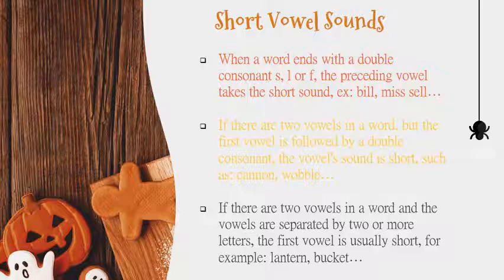If there are two vowels in a word and the vowels are separated by two or more letters, it's not necessary for them to be double. Here they are separated by two or more letters. The first vowel is usually short. For example, lantern, bucket.